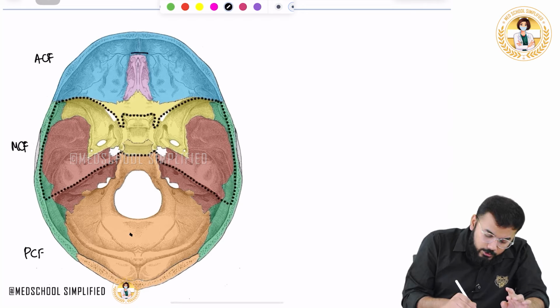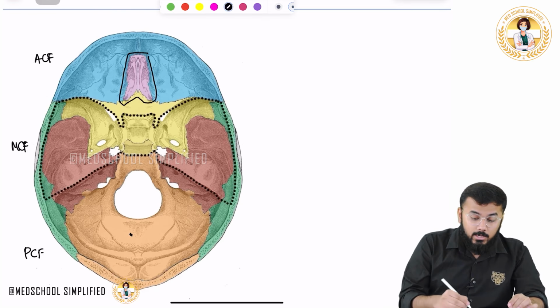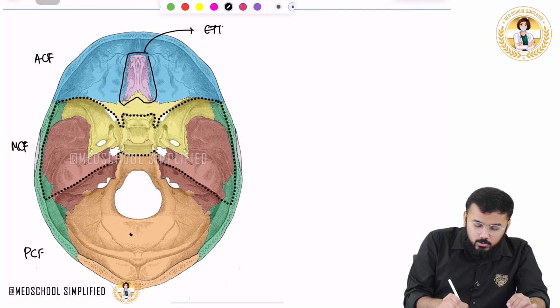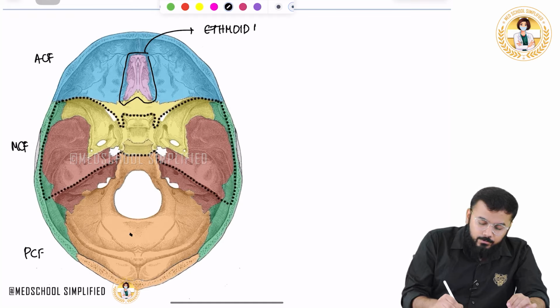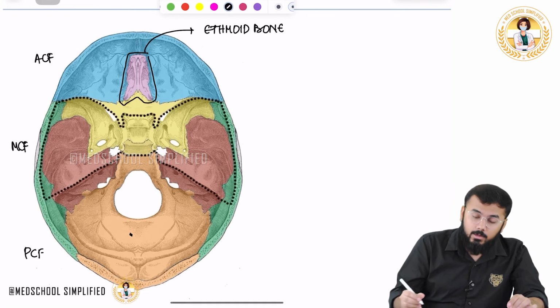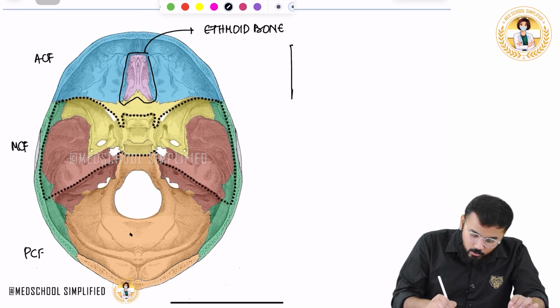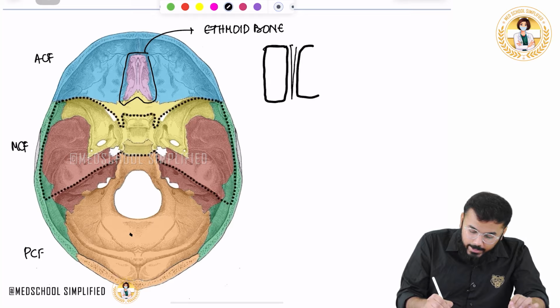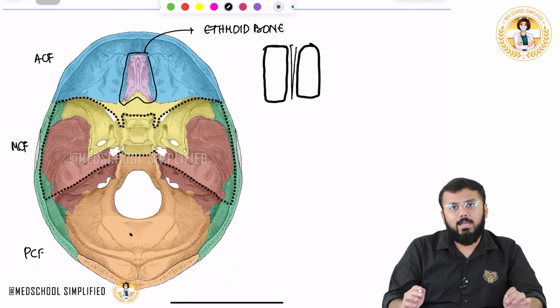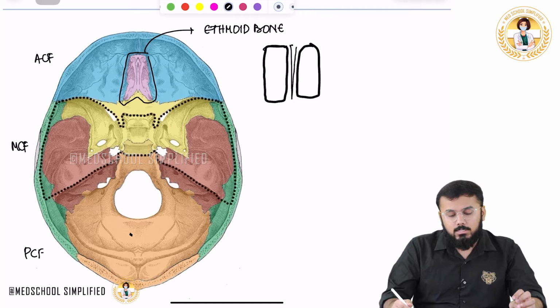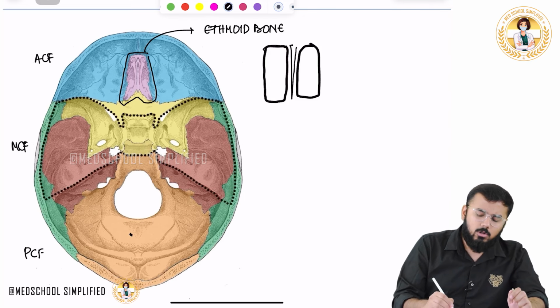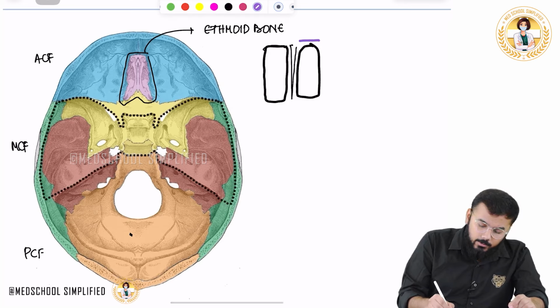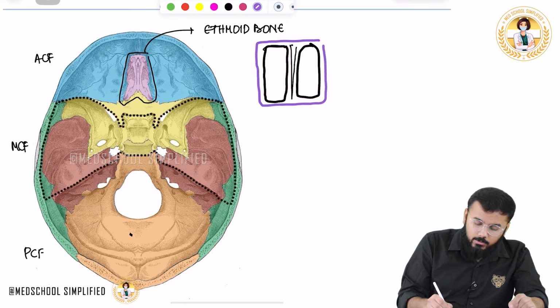This particular bone which you can see in the center like this is called your ethmoid bone. This is how the ethmoid bone looks. On either side of the ethmoid bone, the structures you have are called plates. These two things on either side are called the cribriform plate. So cribriform plates are also part of the ethmoid bone.